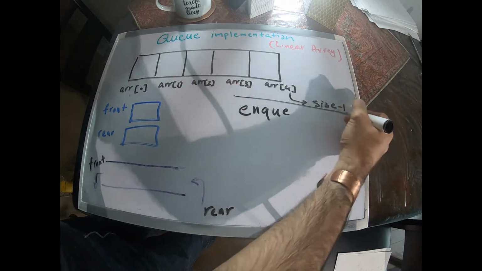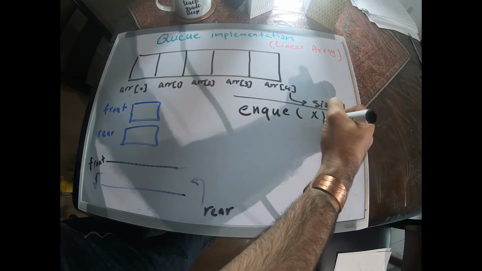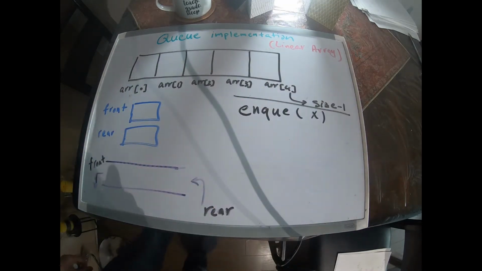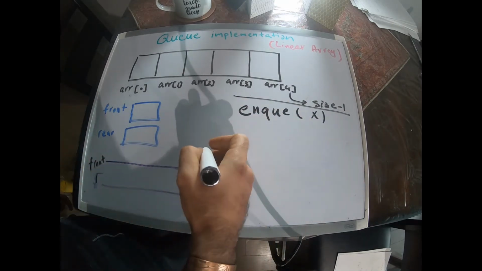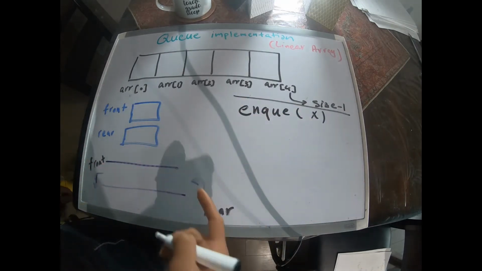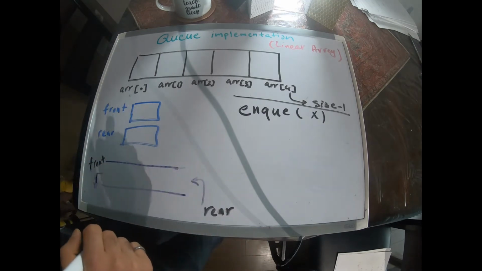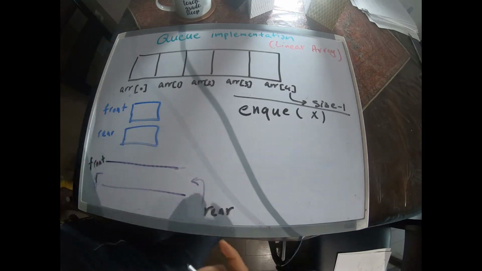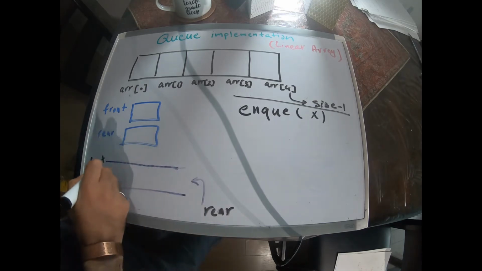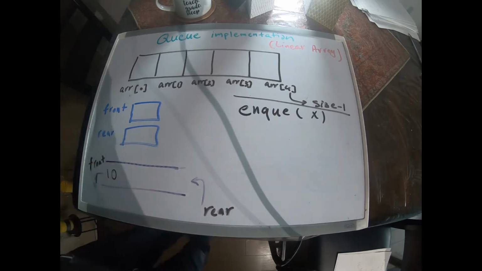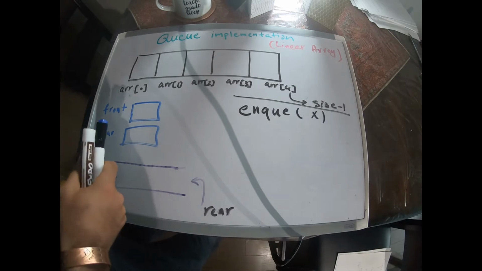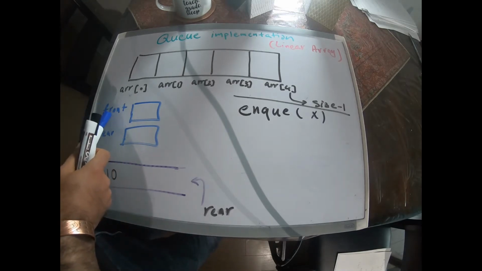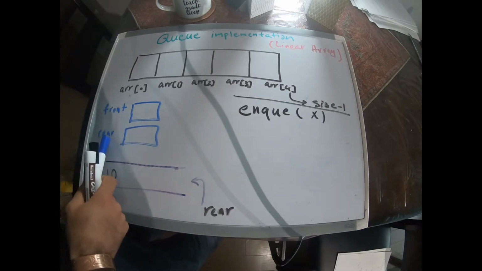So let's say that we wanna enqueue number x. So let's say that x is 10, and we wanna insert 10 to the queue. We want to enqueue it to the queue. Okay, so if x is 10, so initially we need to have two variables, one representing front, one representing rear.